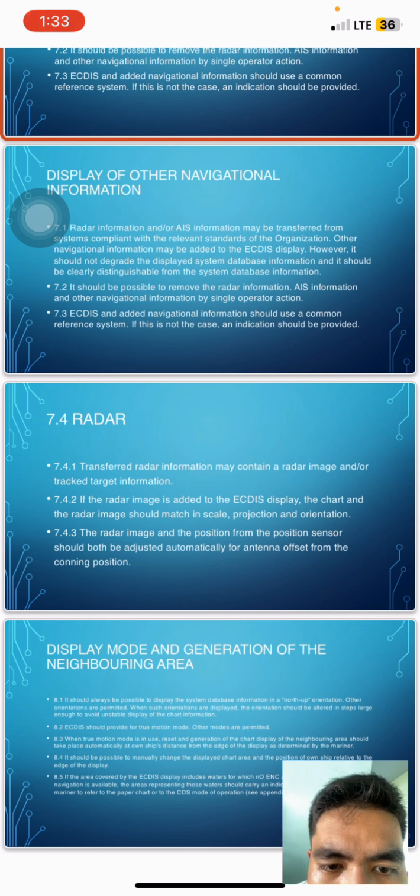Next, the radar image and the position from the position sensor should both be adjusted automatically for antenna offset from the conning position.